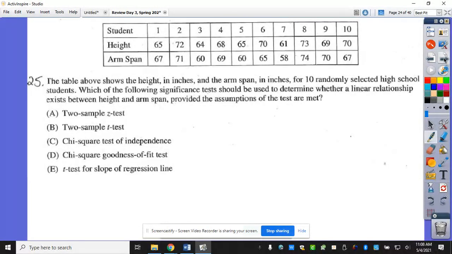All right, so 25. The table above shows heights in inches and the arm span in inches for 10 randomly selected high school students. Which of the following significance tests should be used to determine whether a linear relationship exists between height and arm span, provided the assumptions of the test are met? What is the most important part of that whole question? What's the only thing that can measure a linear relationship? That is the only one that tests for a linear relationship.